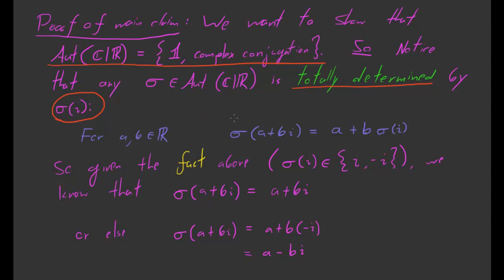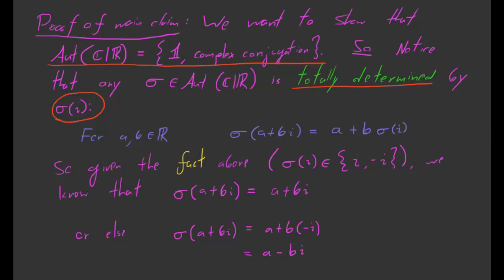So given that form, we see that sigma of a plus bi, by the properties of sigma, is equal to a plus b times sigma of i. And notice that the only thing which is undetermined here is sigma of i. Sigma of i is the only degree of freedom we have, because a has to get mapped to a and b has to get mapped to b. So a plus bi has to get mapped to a plus b times sigma of i. Sigma of i is the thing which totally determines sigma.